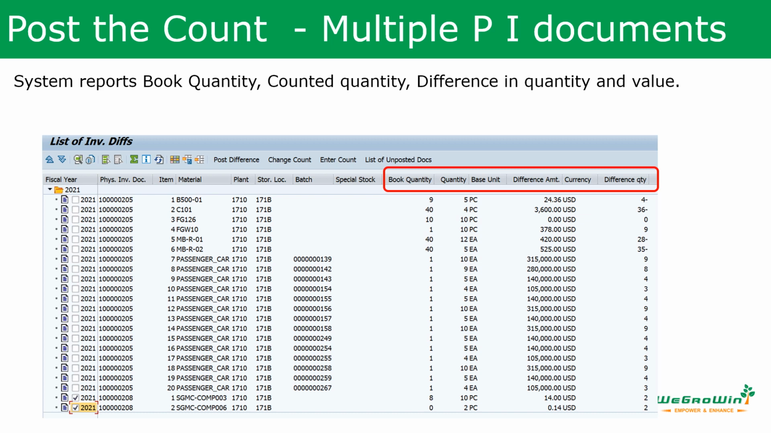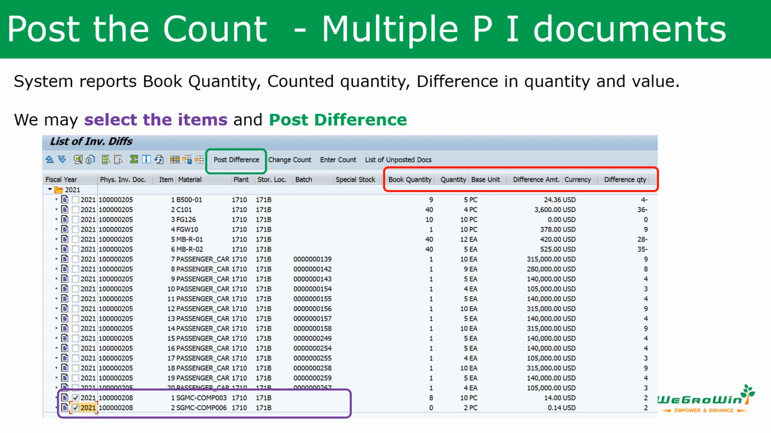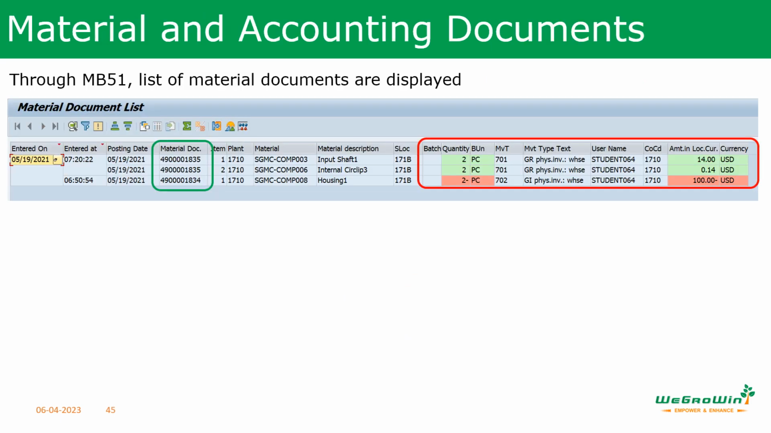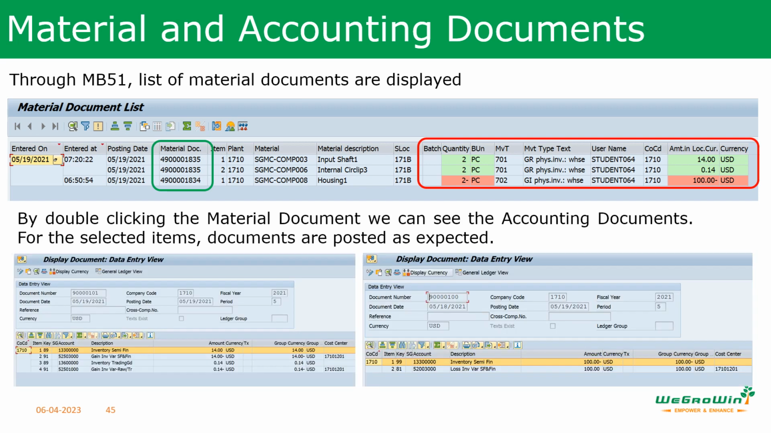The system brings out book quantity, counted quantity, difference in quantity, and value for selected physical inventory documents. We may select the items and post the difference here if it is agreed. Posting the inventory documents would have created material documents and accounting documents. Through MB51, the list of material documents is displayed. By double clicking the material document, we can see the accounting documents, and for selected items, documents are posted as expected.